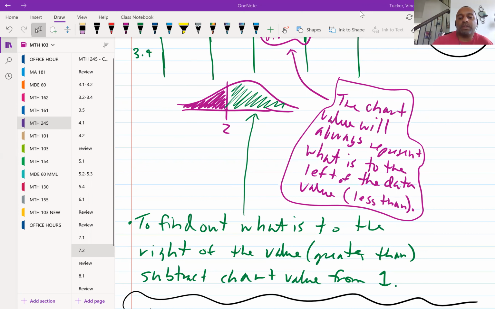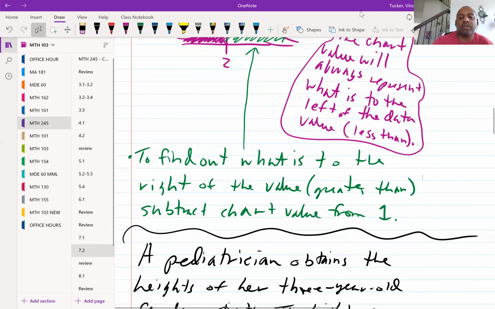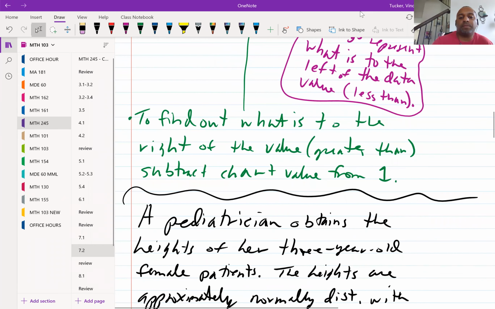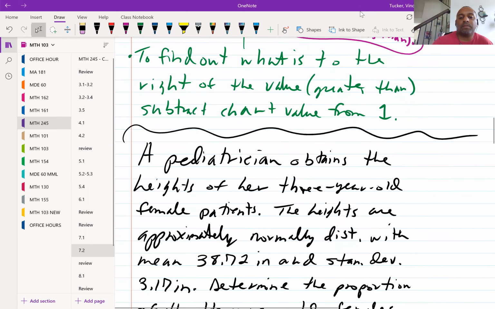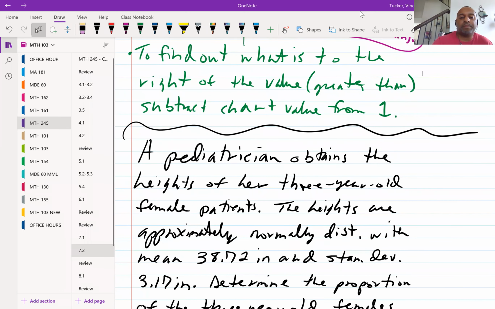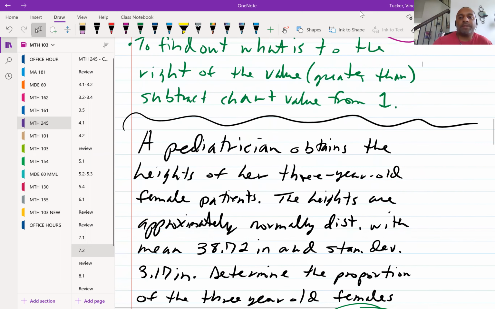All right, scrolling up. Anybody hold on to the green statement?